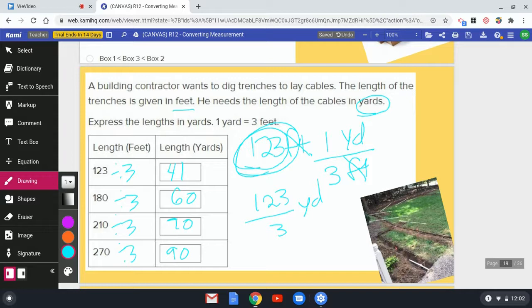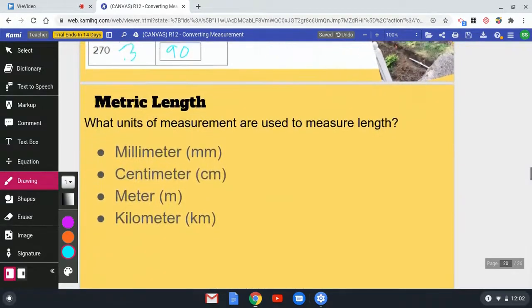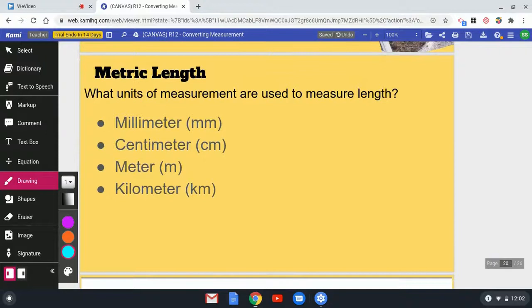All right, now we're going to switch gears. That was all about customary units of measure, what we're used to measuring here in the United States. The next one, we're going to move on and talk about metric. And you're going to say, why do we use customary units after we get through this? Metric units of length. This is how we measure things with length or distance.